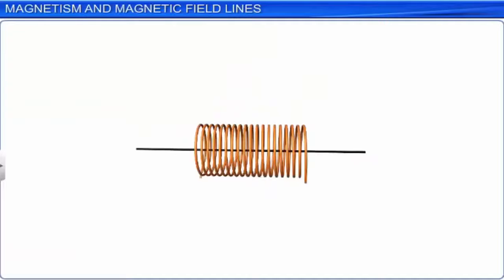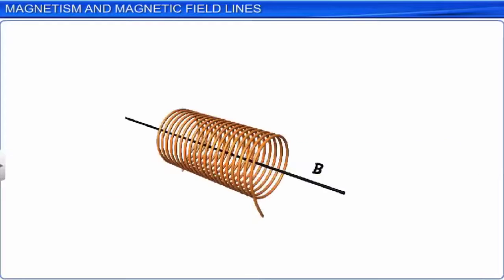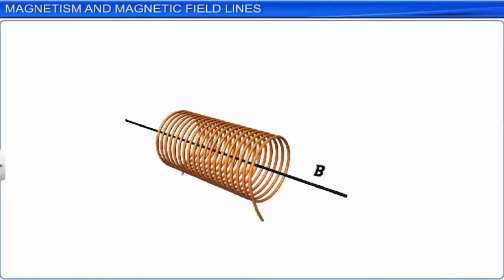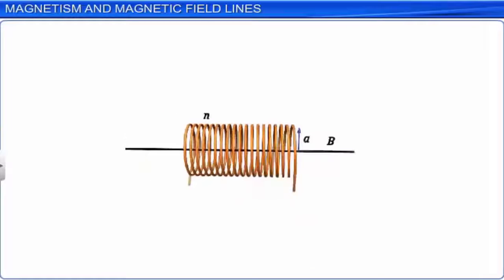To make it more clear that the field due to a solenoid is similar to that of a bar magnet, we calculate the magnetic field induction B at a distant point on the axis of the solenoid and compare with the magnetic field induction at a point on the axial line of a bar magnet. Consider a solenoid of finite length with n turns per unit length. Let A be the radius, 2L be the length, and I be the current passing through the solenoid.